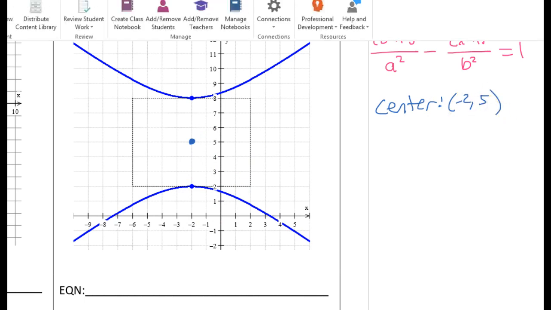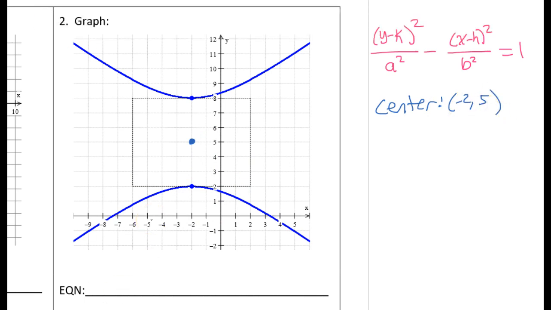So using the center, I can begin my equation. Because of the 5, I will have y minus 5 squared over something. Because of the -2, I will have x plus 2 squared. All right, I'm doing the opposites. Now I need my a squared and my b squared.